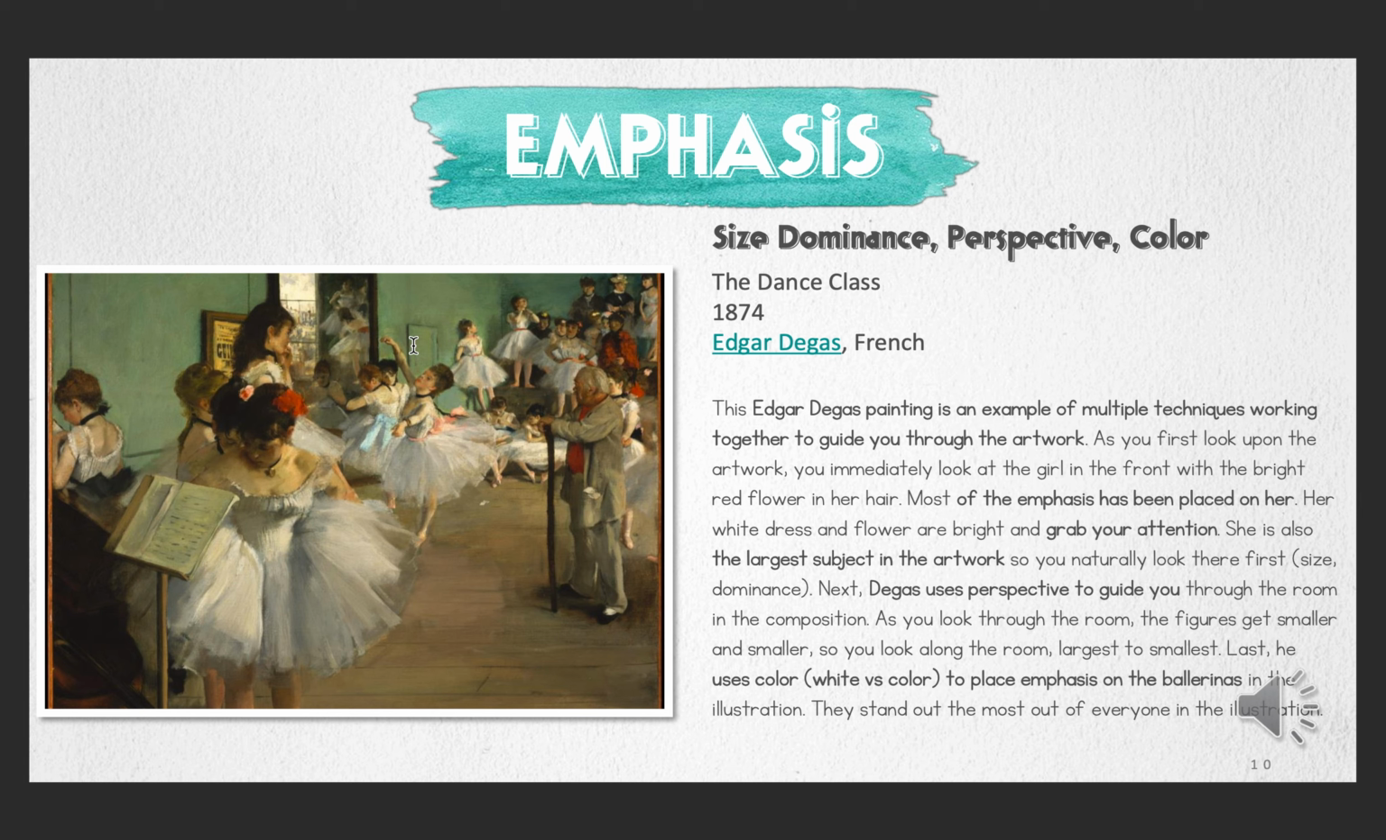All right, here's another one by Edgar Degas. All right, so size, dominance, and perspective. What do you see here? Okay, as you first look, you immediately look to the girl in the front with the bright red flower. Most of the emphasis has been placed on her. Everybody else kind of blends in the background. So he used color, and then he also used perspective. So everybody's kind of smaller in the background, and your eyes are drawn to the person right in front that is larger.